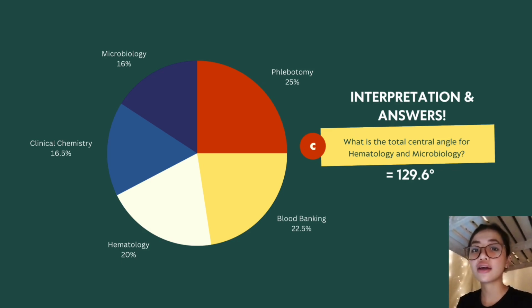And then we have the central angle for microbiology. We have the given data, 32, divided by the 200 total of data times 360 degrees, which equals 57.6 degrees. Now, to find the total central angle for hematology and microbiology, we will simply add these two central angles together. So we have 72 degrees plus 57.6 degrees equals 129.6 degrees. So the total central angle for hematology and microbiology is indeed 129.6 degrees.